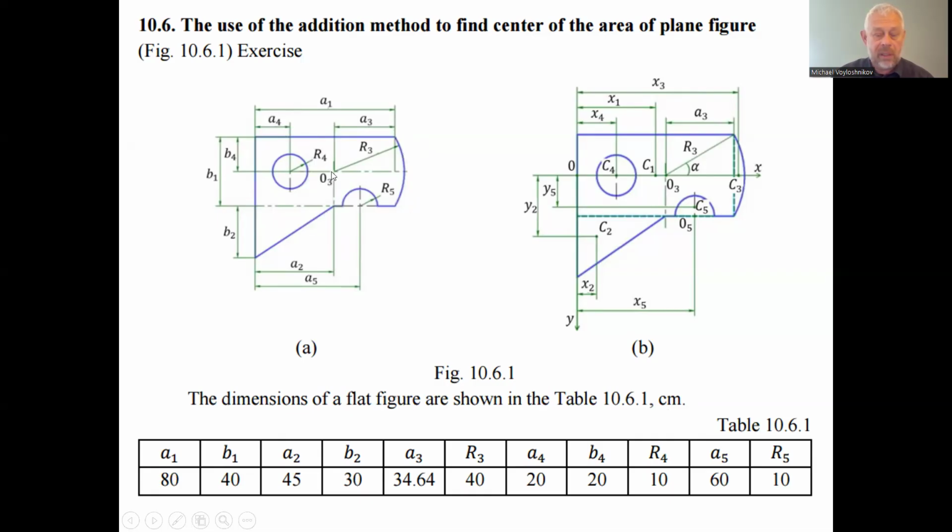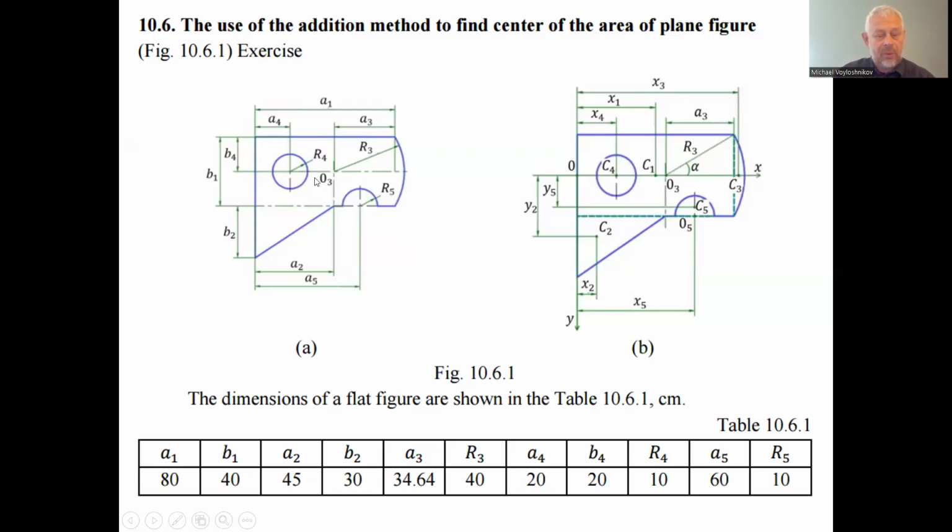Next, we have a circular segment added to this rectangle, a segment of radius R3. The center of the radius is at the same point as A2, on the axis of longitudinal symmetry of this rectangle. R3 is 40 centimeters. And A3 is the point of location of the center of curvature, because this is a segment of a circular figure.